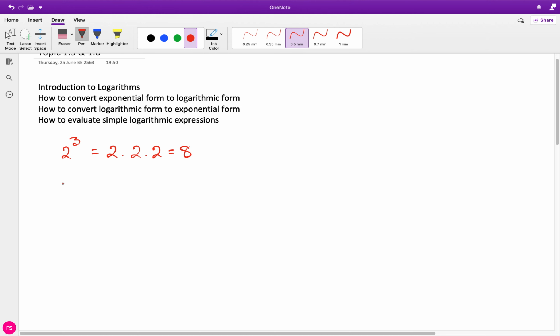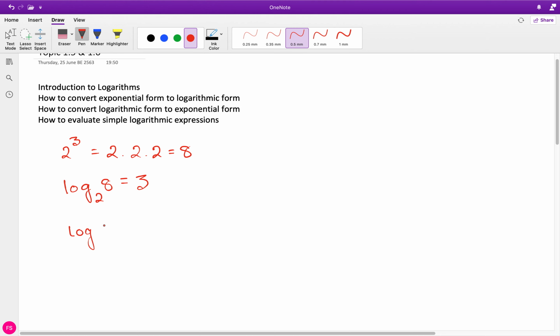So the next question is, how do I write this? For this example, we write the log of 8 with the base of 2 will give us 3. Let me show you another example.